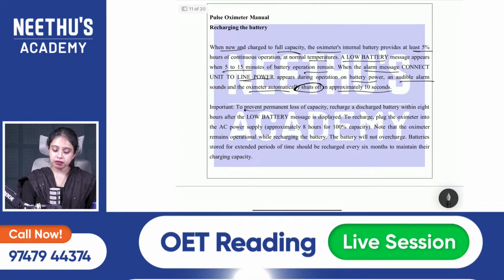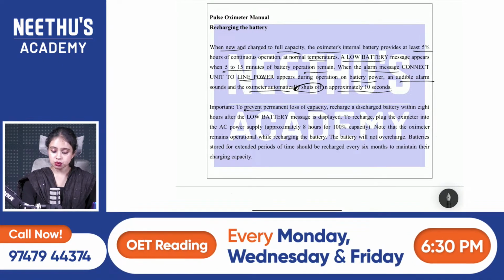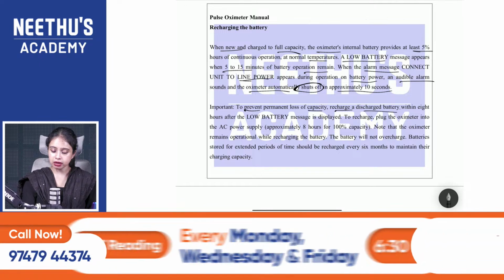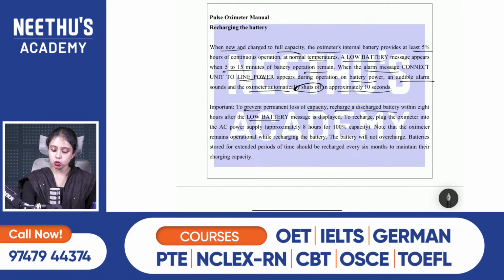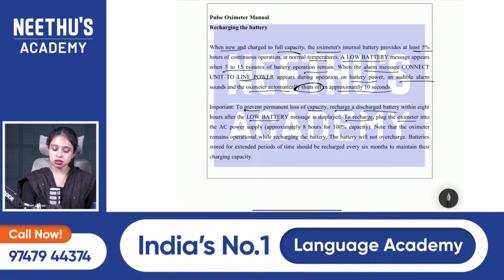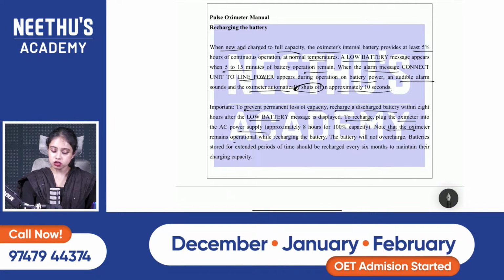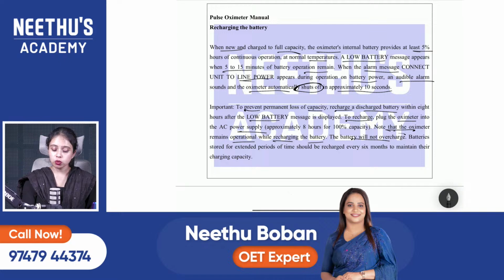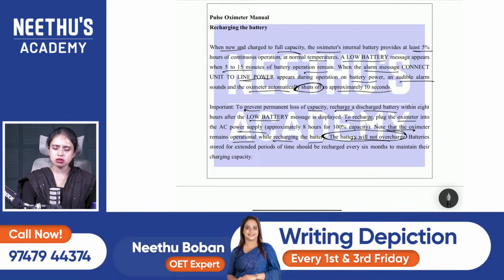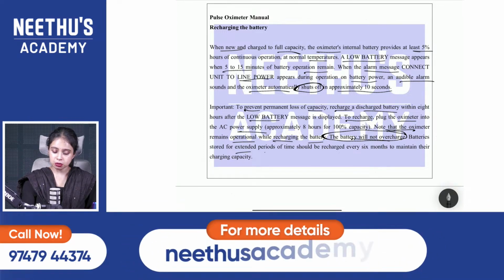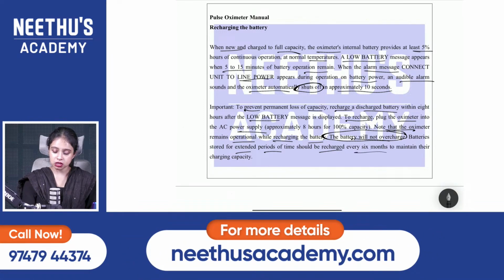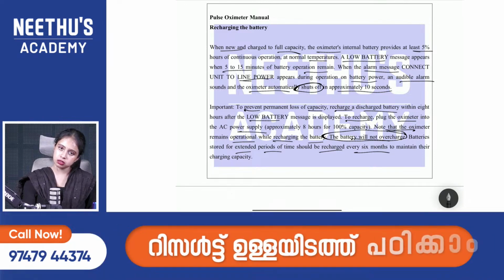Important. To prevent permanent loss of capacity, recharge a discharged battery within 8 hours after the low battery message is displayed. To recharge, plug the oximeter into the AC power supply and note that the oximeter remains operational while recharging the battery. The battery will not overcharge. Will not overcharge, which means it will not overcharge. Battery stored for extended periods of time should be recharged every 6 months to retain their charging capacity.